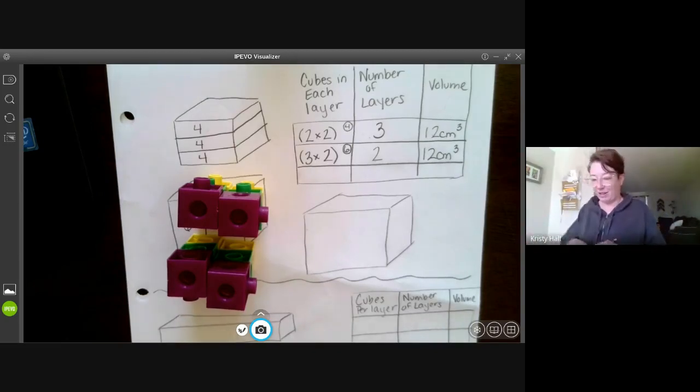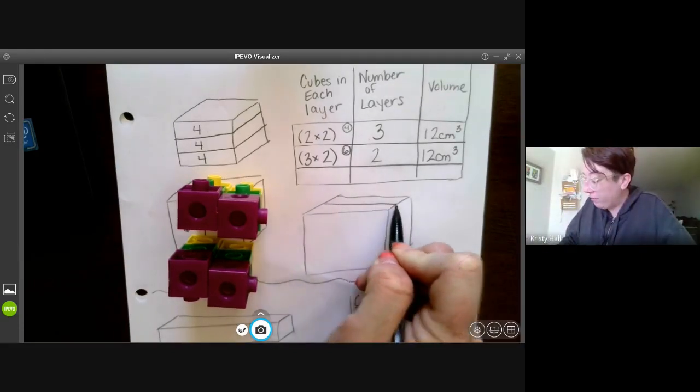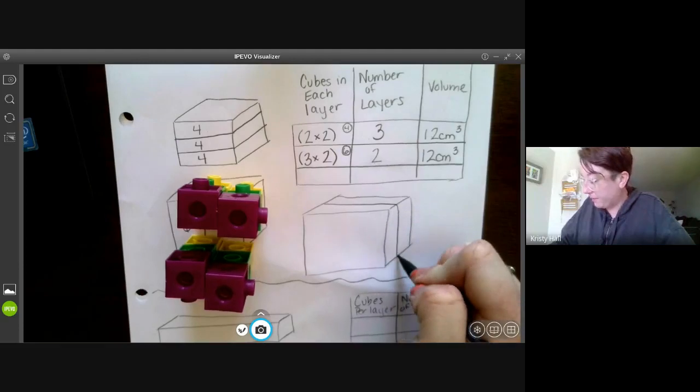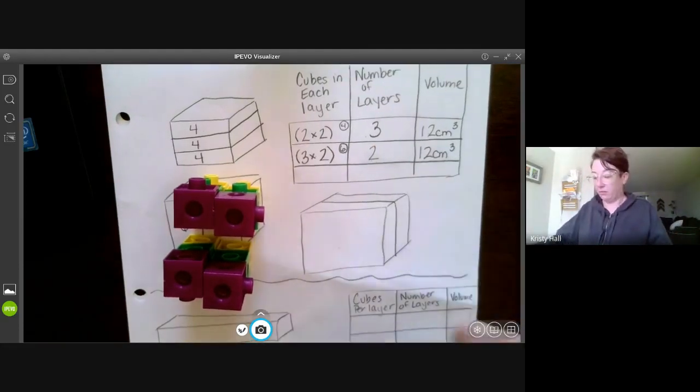Remember yesterday we talked about this like it's a knife. So to draw my picture, I think about where did my knife go through? It went through the top. So for this one, I'm going to draw the line through the top and down the side. This shows a front layer and a back layer.